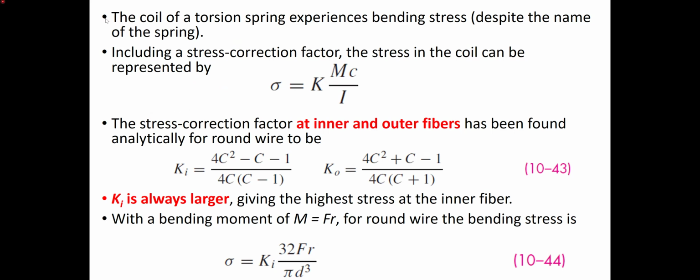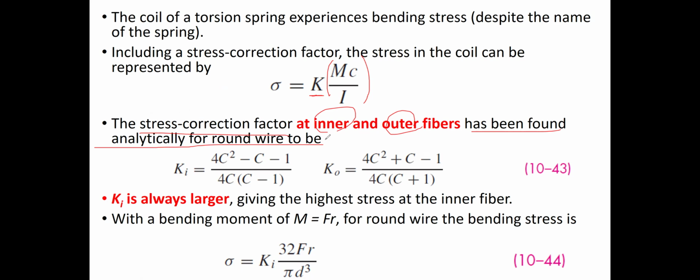So let's see, for this torsion spring, it is subjected to bending, and we need a correction factor in front of it. So this is Mc over I, which represents the bending stress, times the correction factor. And the stress correction factor at the inner and outer fibers has been found analytically for round wire. That means there are two different stresses at the inner and outer fibers.